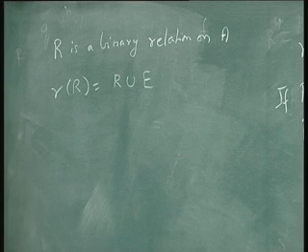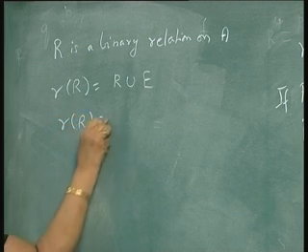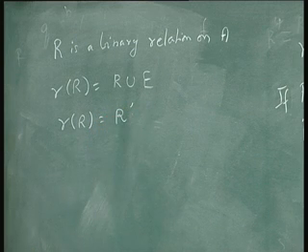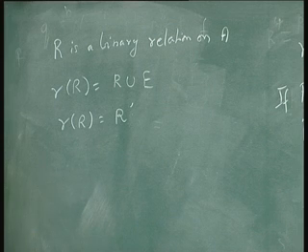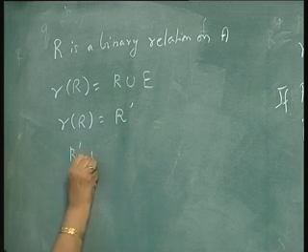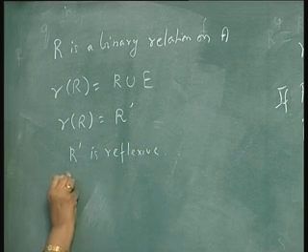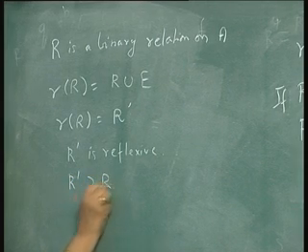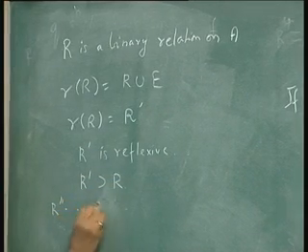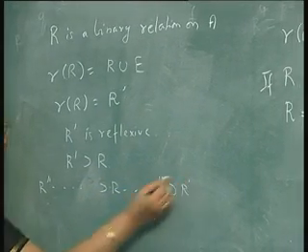How do you prove that? Let the reflexive closure of R be R dash. Then the three conditions it has to satisfy: R dash is reflexive, R dash contains R, and if R2 dash is any other reflexive relation containing R, then R2 dash contains R dash. This is the definition.